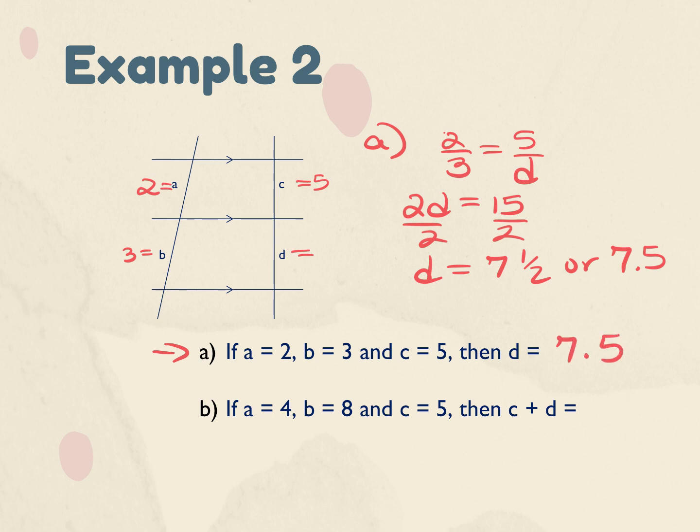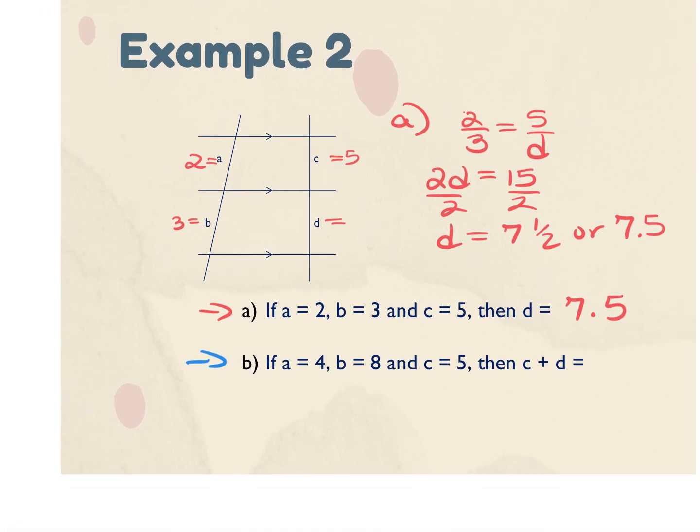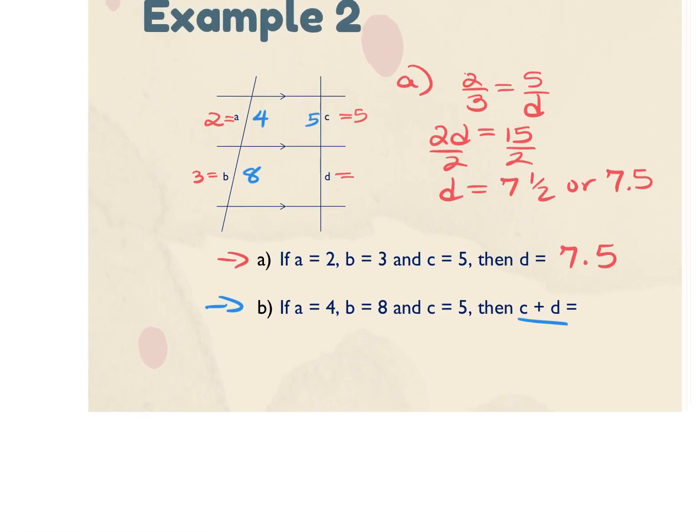Let's try part B. I'll label the sides. I'll just use the same picture. I'm going to do this one in blue. This time they've changed A to be 4. B is 8 now. C is still 5. And now they want us to find C plus D. I'm going to first find D, but then I need to remember to go back and add it to C. This would be a classic example you would see on a standardized test, where they don't necessarily just ask you to find one variable. They actually ask you to go back and do something with what you found and either add it or subtract it or multiply it. So again, I'm going to set it up top over bottom.